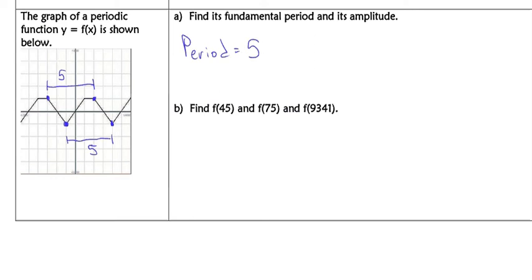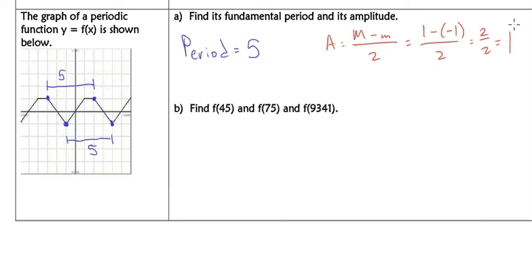Next, find the amplitude. And so we're going to take our maximum value, which is 1. Amplitude is equal to the maximum minus the minimum, which is -1, and we're going to divide that by 2. So we have 1 minus -1 divided by 2. That's 2 divided by 2, which is 1. All right, we have an amplitude of 1.